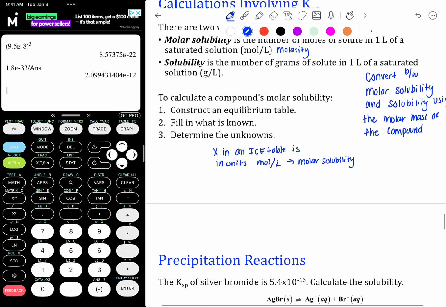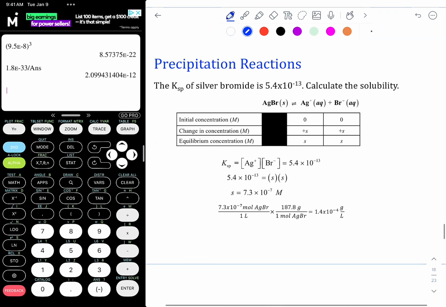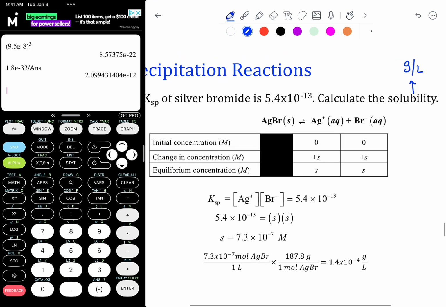So let's look at a problem that I've done already that explains that. We know the Ksp for silver bromide is 5.4 times 10 to the minus 13. We want to calculate the solubility. So automatically we know that we want our final answer to be in grams per liter. When we set up our ICE table, we have our balanced chemical equation where we have silver bromide in equilibrium with silver ions and bromide ions.